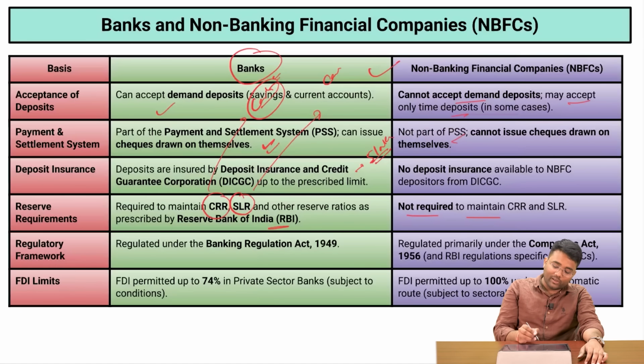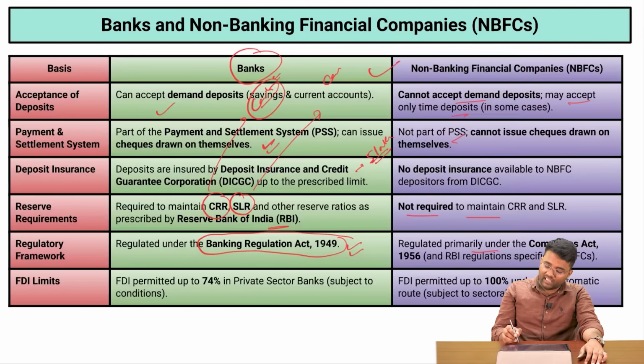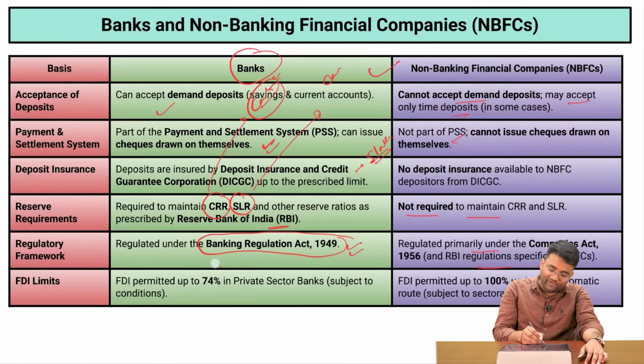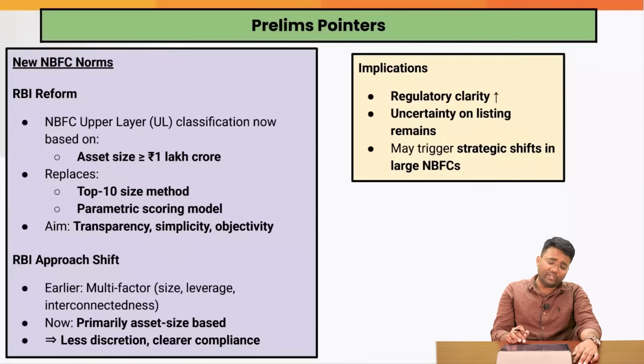The banks are also regulated under the Banking Regulation Act of 1949, whereas NBFCs are regulated primarily under the Companies Act of 1956, as well as the RBI regulations that are specific to non-banking financial companies. FDI also is permitted up to 74% in private sector banks, subject to conditions, whereas FDI is permitted up to 100% under the automatic route in NBFCs, subject to sectoral regulations.